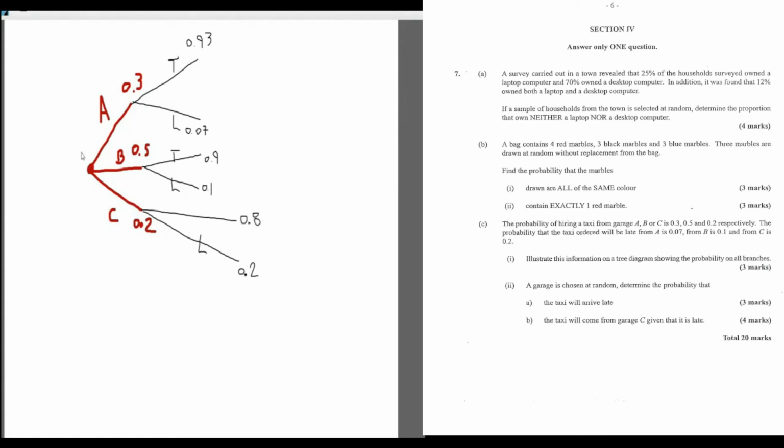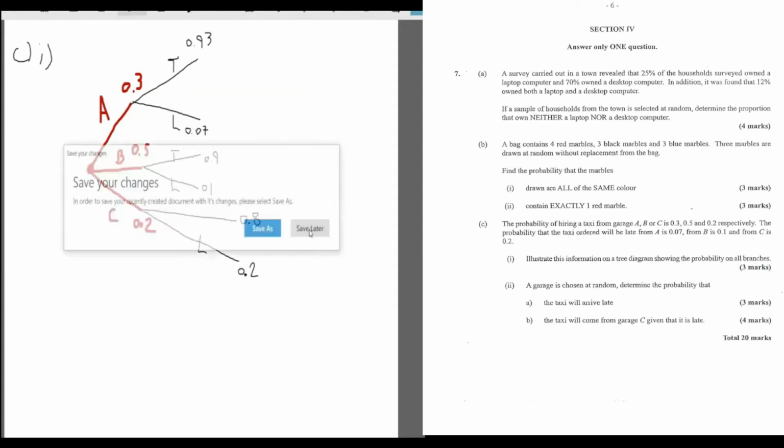This is a tree diagram. This is part CI. So we're done with the tree diagram. Nice and easy. Let's hear what they have to say now. So they said now a garage is chosen at random. Determine the probability that the taxi will be late.